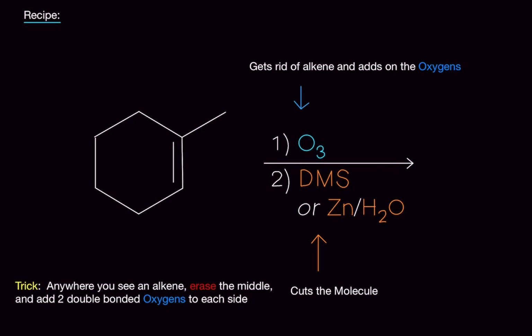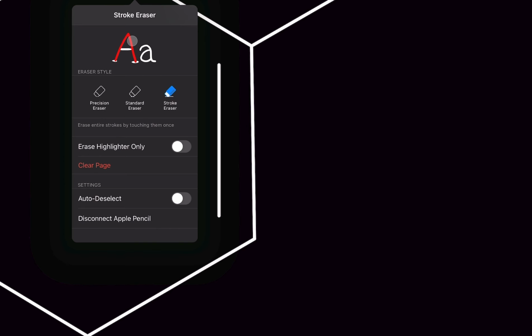Now, here's the trick. Anywhere you see an alkene doing ozonolysis, erase the middle of it and add 2 double-bonded oxygens to each side. So literally what you're going to do is take your eraser. This is why you don't do organic chemistry in pen.